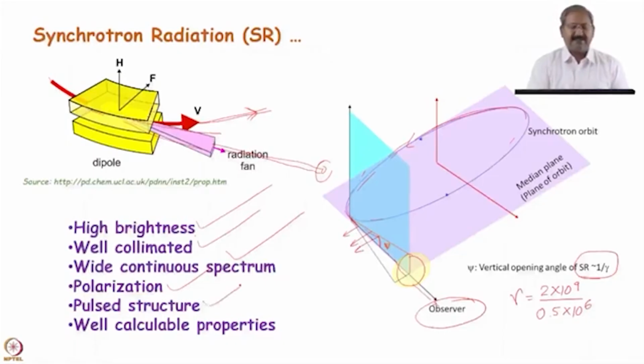It has a pulsed structure because we have seen that the RF field makes the bunches. A certain duration of the RF period is useful for the acceleration, and in that duration only electrons remain there. So bunching of the electrons takes place due to RF. So electrons have a clean pulse structure, and that's why the emitted radiation also has a pulsed structure. And these are well calculable properties also.